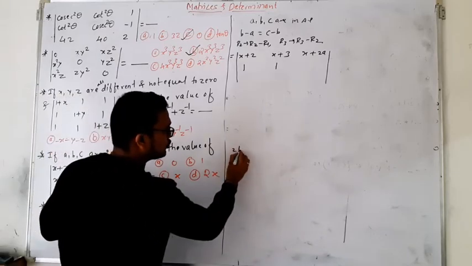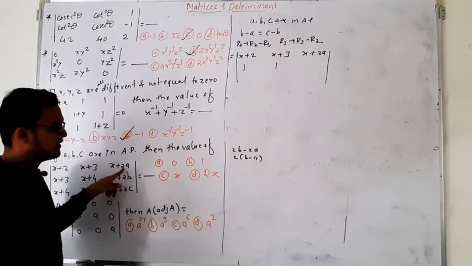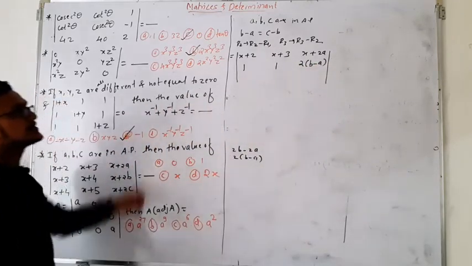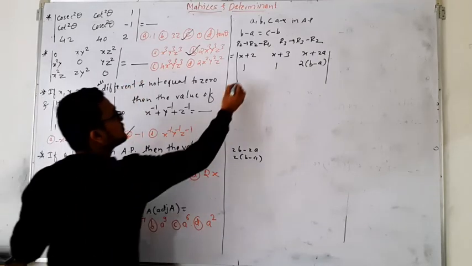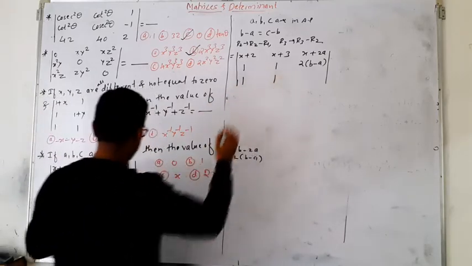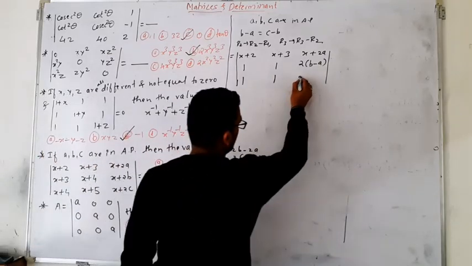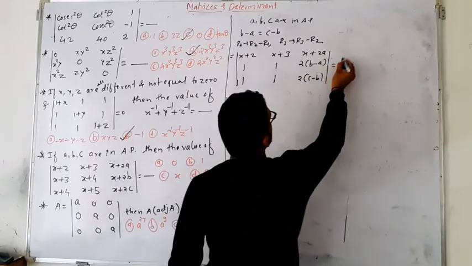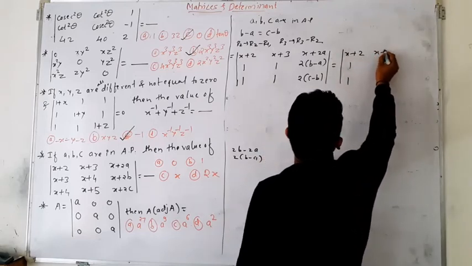You will get 2b minus 2a. 2 will be common. What is left? B minus A. So that is 2 into B minus A. Next operation R3 minus R2. Again x gets cancelled, 4 minus 3 is 1. Again here x gets cancelled, 5 minus 4 is 1. Here again x will get cancelled, left with 2c minus 2b. Again 2 will be common, left with C minus B.